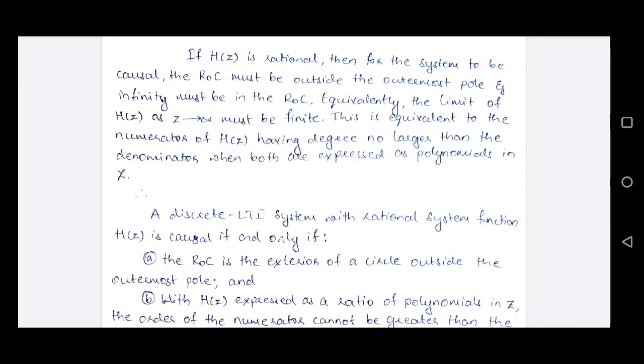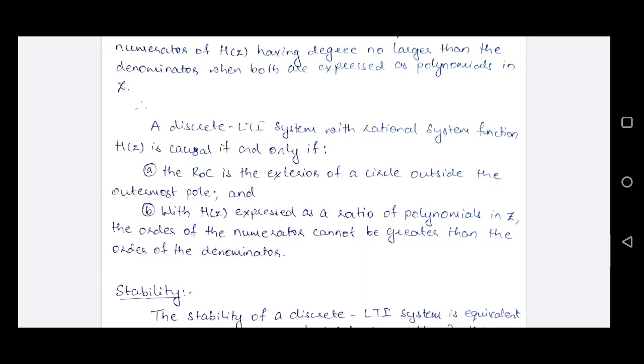So combining the two conditions, we can define the causality of a linear time invariant system in the Z transform as follows: a discrete linear time invariant system with rational system function H of z will be causal if and only if, first, the region of convergence is the exterior of the circle outside the outermost pole, and second, the system function H of z, when expressed as a ratio of polynomials in z, has a numerator order that is not greater than the order of the denominator. If these two conditions are satisfied, then the discrete linear time invariant system will be causal.